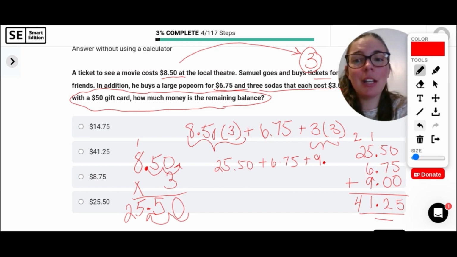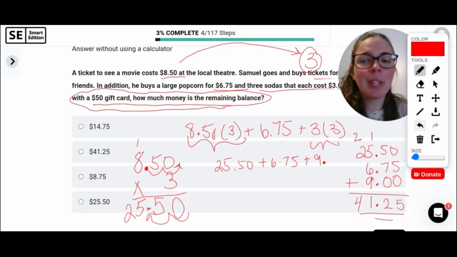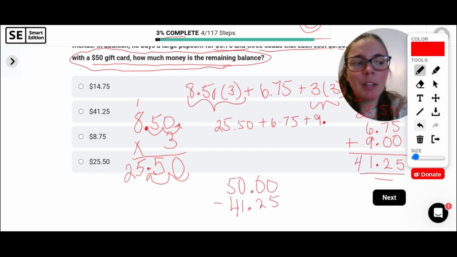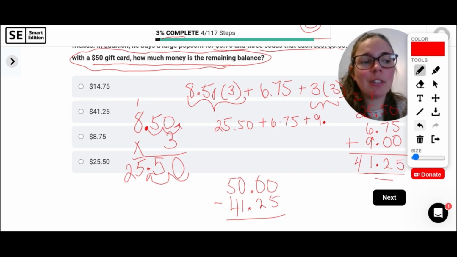Okay, so the question says, if he bought everything with a $50 gift card, how much is the remaining balance? Well, the remaining balance would be the $50 minus what he spent, which is $41.25. So here now we need to subtract. So this is our last step.